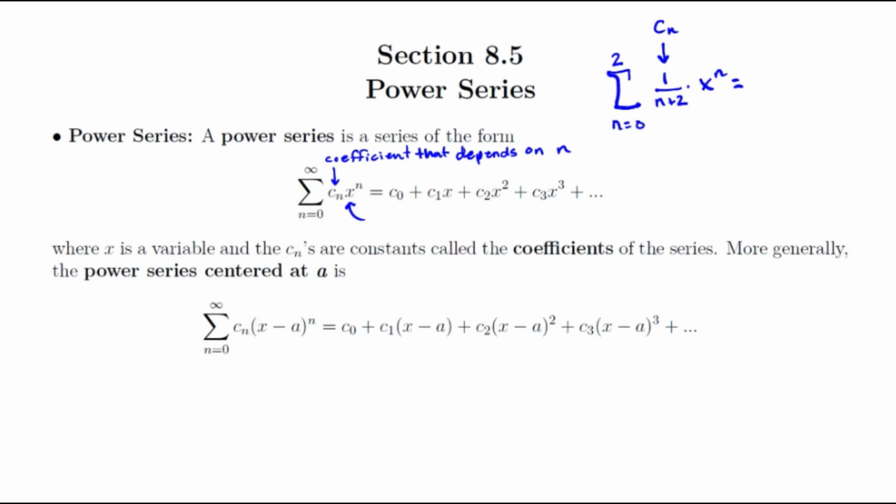So as I write this out, when I plug 0 in for n, I of course get 1/2. And of course x is to the 0 power, so that's just 1. When I plug 1 in for n, I get 1/3, and then x to the 1 is just x. And then lastly, when I plug a 2 in, I get 1/4 x squared. So if I do this series just from 0 to 2, then you get this quadratic polynomial here.